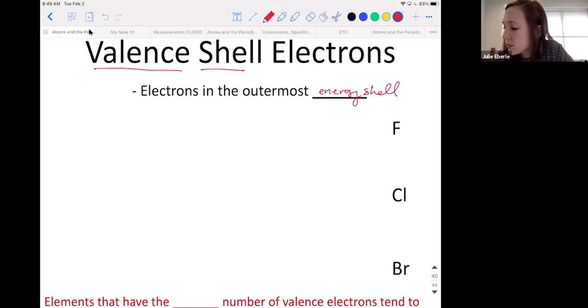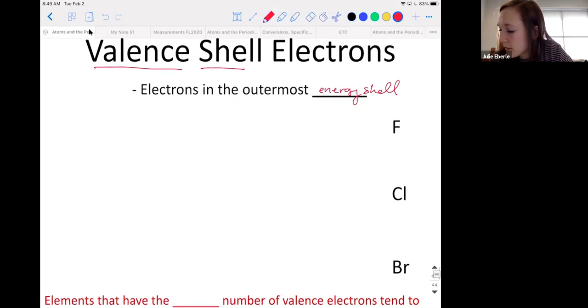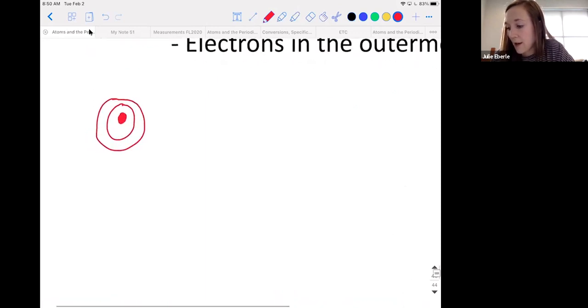So we're going to draw a picture of fluorine. I'm going to just come over here. There's the nucleus of fluorine. Depending on what its atomic number is tells you how many protons are in the nucleus of fluorine. And because it's on row 2, I'm going to draw 2 energy shells around it. So the electrons in fluorine that are considered valence electrons are going to be the ones on the outermost energy shell, so this second outer layer.